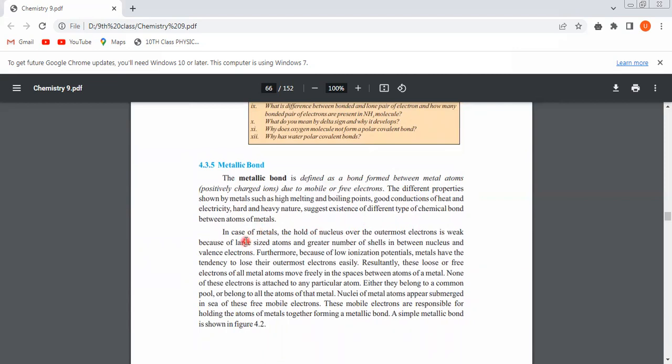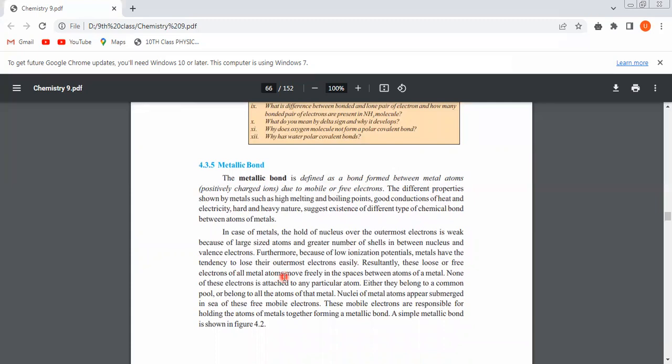In case of metals, the hold of the nucleus over the outermost electrons is weak because of large size atoms and a greater number of shells in between the nucleus and valence electrons. Furthermore, because of low ionization potential, metals have the tendency to lose their outermost electrons easily. Resultantly, they lose or free electrons of all metals.